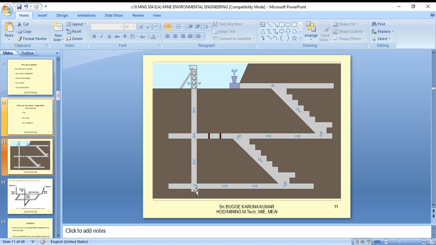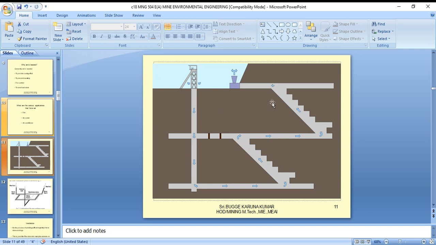Of course, there are a number of very different ventilation systems: a boundary ventilation, a central system, a top to bottom system. Depending upon the method of working, the system of ventilation will vary. But here I am showing that the air goes to the bottommost point and is distributed from here to here, so that the air does not pick up any odor, gases or temperature. That will be better.